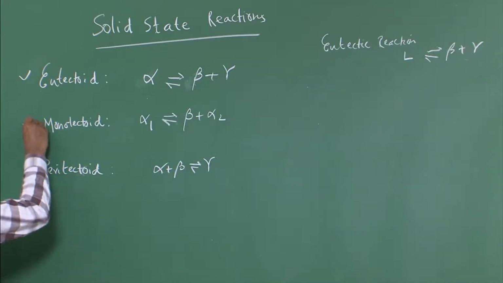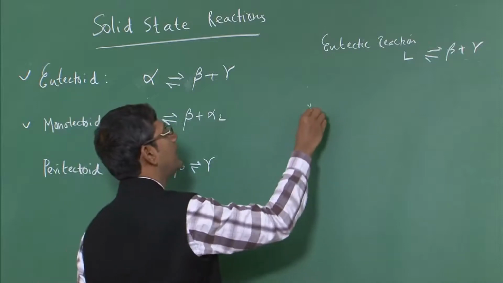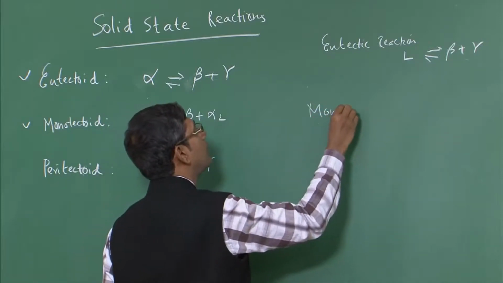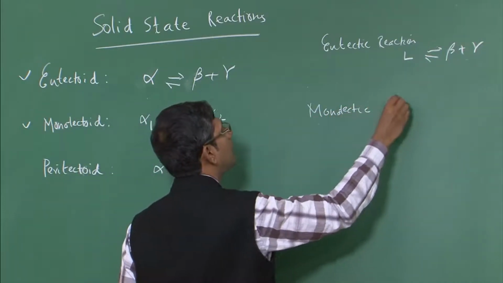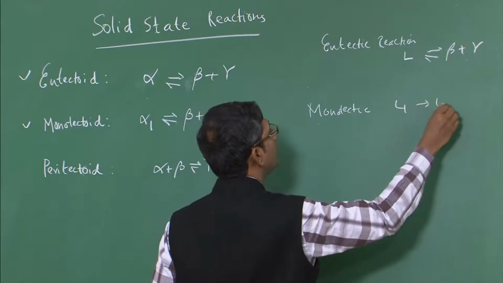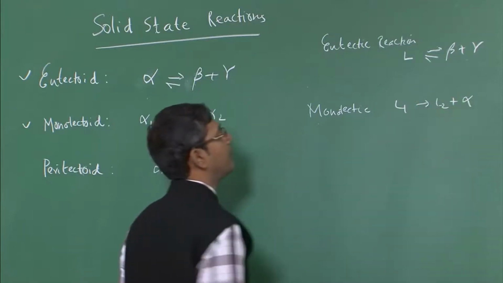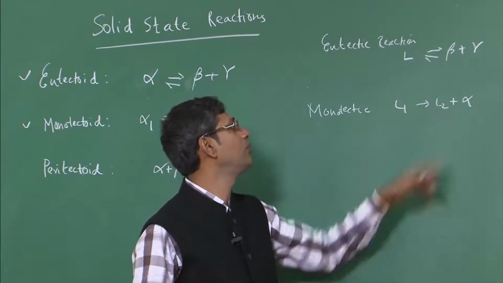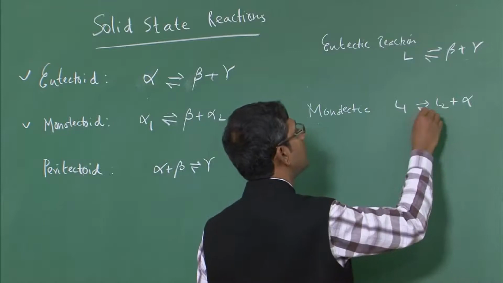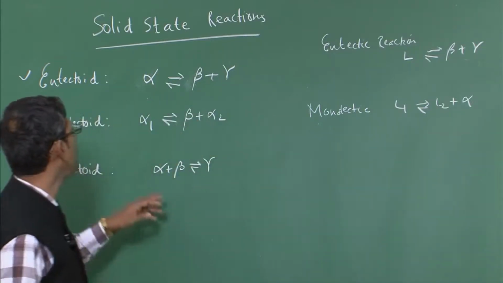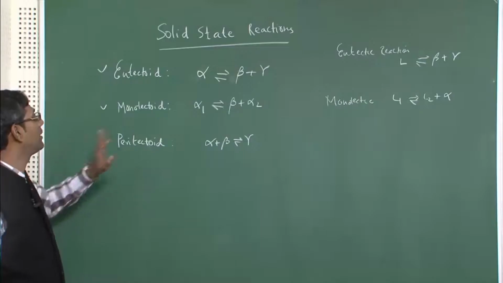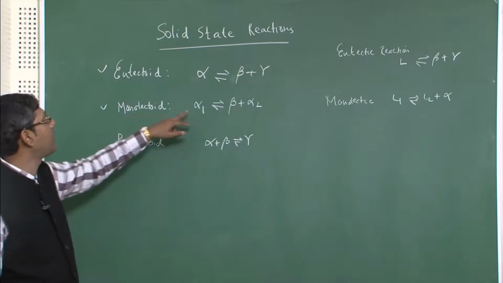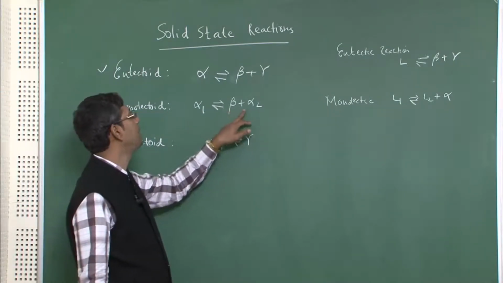I have discussed monotectic reactions with you. Let me write it down again, even if you have not forgotten. The monotectic reaction is L1 going to L2 plus solid alpha. So liquid L1 transforms to another liquid L2 plus alpha, correct. Similarly, in the monotectoid, the solid state version of this, alpha 1 transforms to beta plus alpha 2.